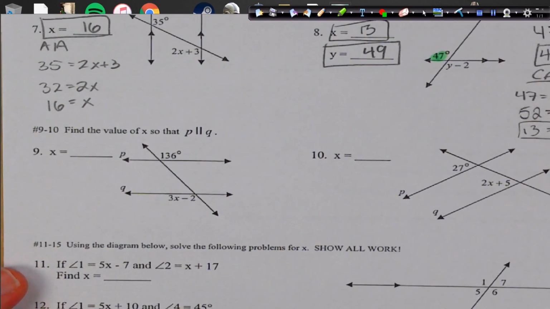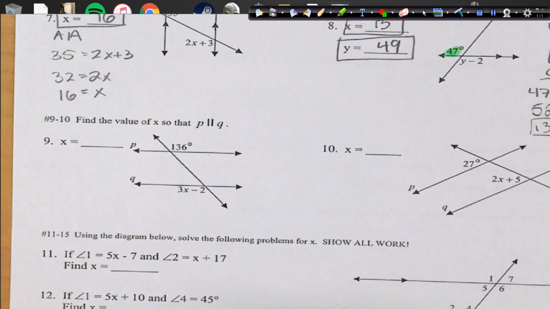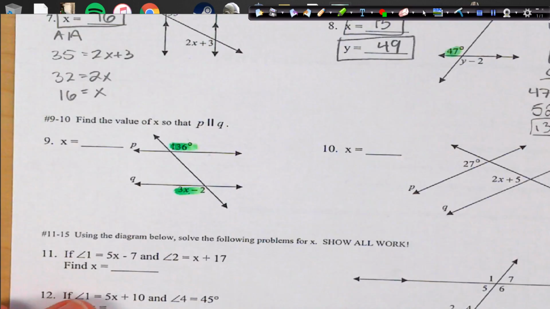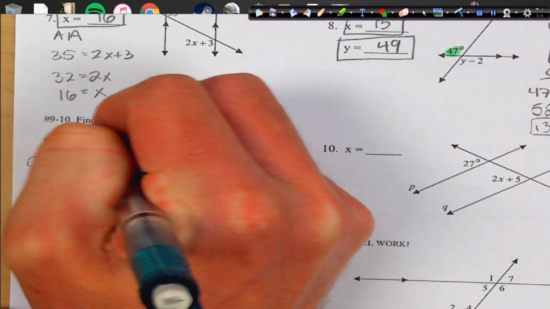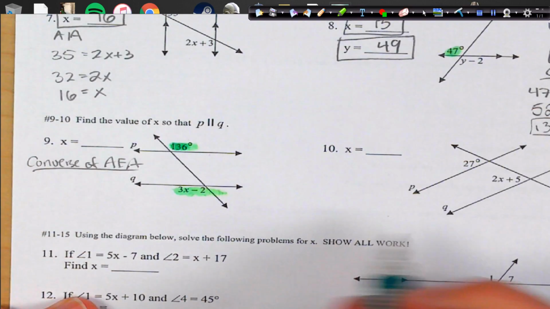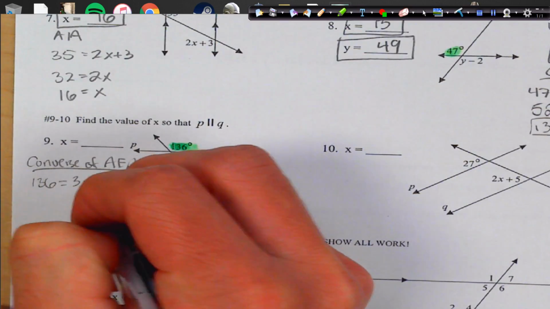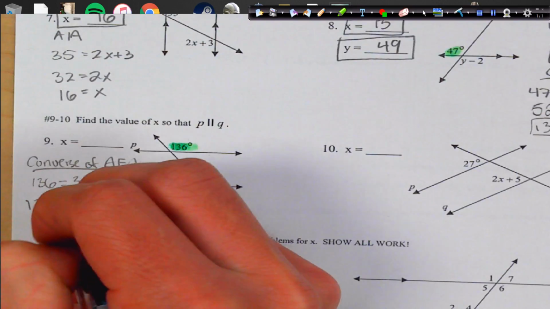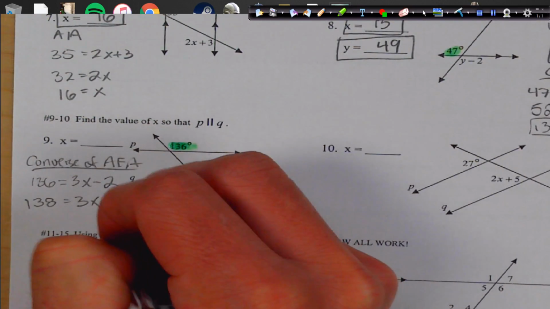Number 9, find values of x so that P is parallel to Q. So we don't know P is parallel to Q. So these two angles here are alternate exterior angles. To prove lines parallel, we have to use the converse of AEA here, and we set those two equal to each other. And if alternate exterior angles are congruent, then we have parallel lines. Add 2 over, we get 138. And 138 divided by 3, x equals 46.